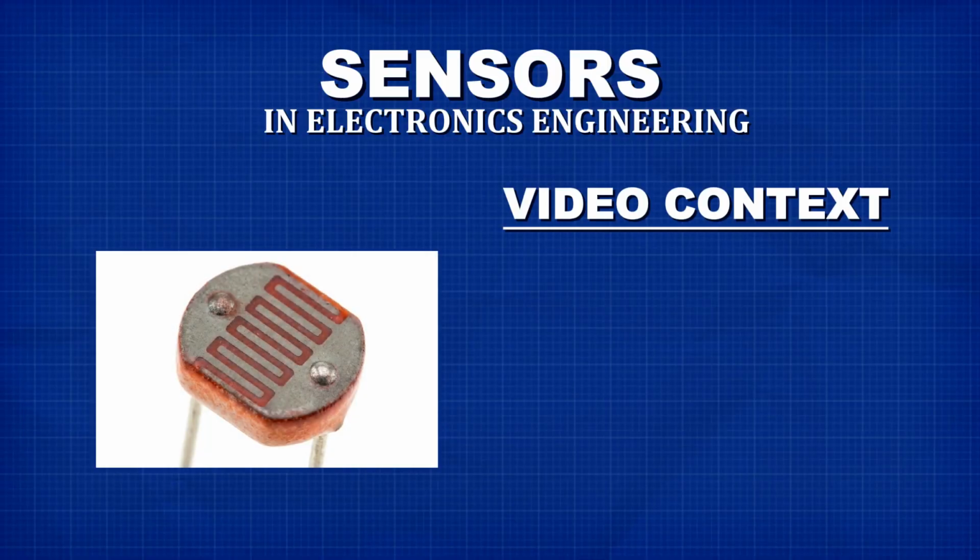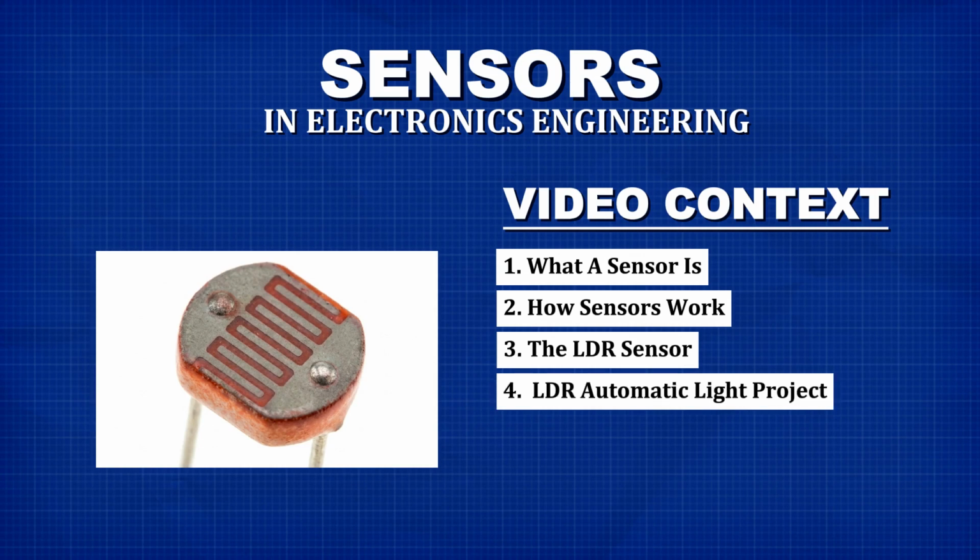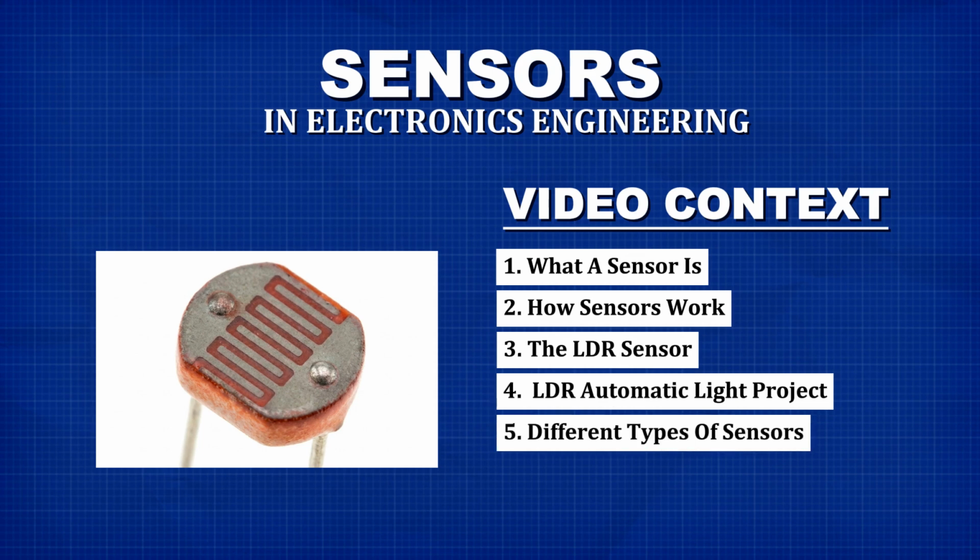in electronics. First, we will look at what a sensor is. Second, we will look at how sensors work. Third, we will explain one of the simplest sensors, which is the LDR sensor. Fourth, we will look at a simple LDR automatic light project. Fifth, we will explain different types of sensors used in electronics. And lastly, we will talk about how sensors are used with Arduino, microcontrollers, and real electronic circuits.